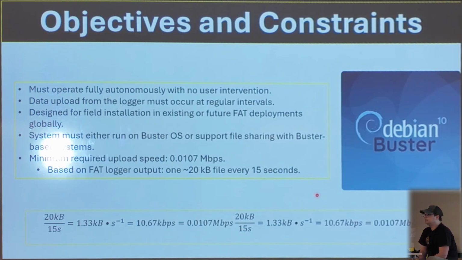Lastly, it has a minimum upload speed of 0.01 megabits per second. That's because each data file is approximately 20 kilobytes and one file is created every 15 seconds. So even though this is a really low upload speed, the system would have to, at minimum, meet this to keep up with the demands of that deployment.